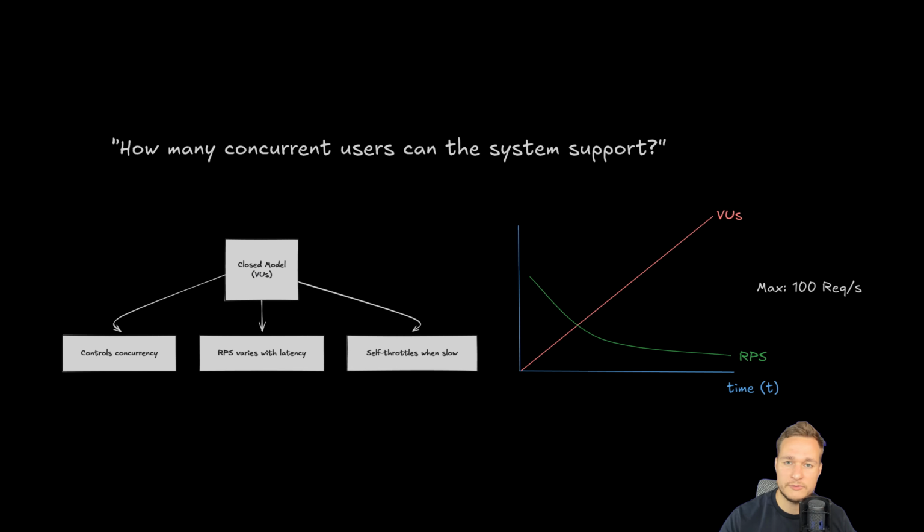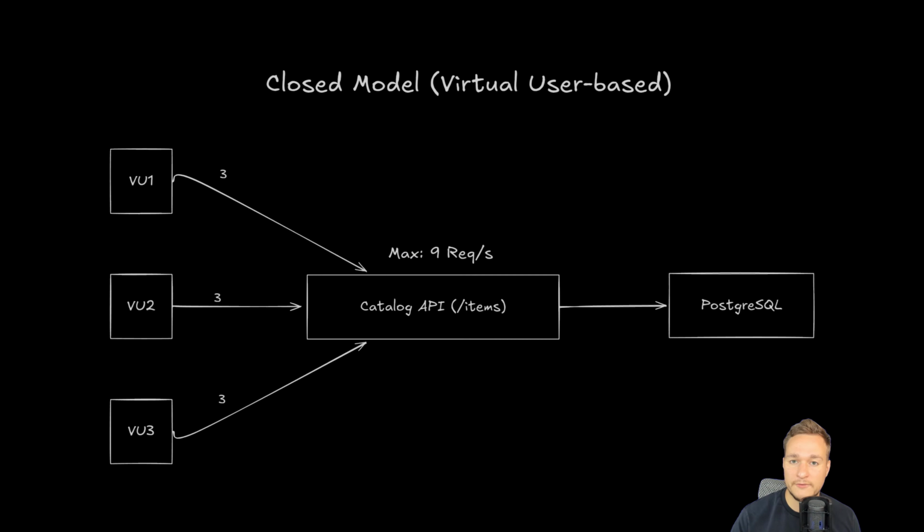Well, imagine you are running an e-commerce site and you want to know, if 500 people are browsing my catalog at the same time, will the system handle it? Or will it crash and I lose all the potential customers? We have three virtual users: virtual user 1, virtual user 2, and 3. Each virtual user is like a person with a browser, constantly making requests to your API. They send a request, wait for the response, then immediately send another request.